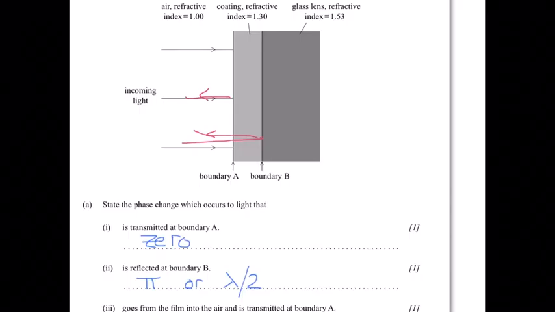There is a pi change both here and here, which means that they sort of cancel each other out. They're going to both have the same effect on each beam of light, which means that we need the thickness, or the total path difference here, to be equal to the condition for destructive interference.